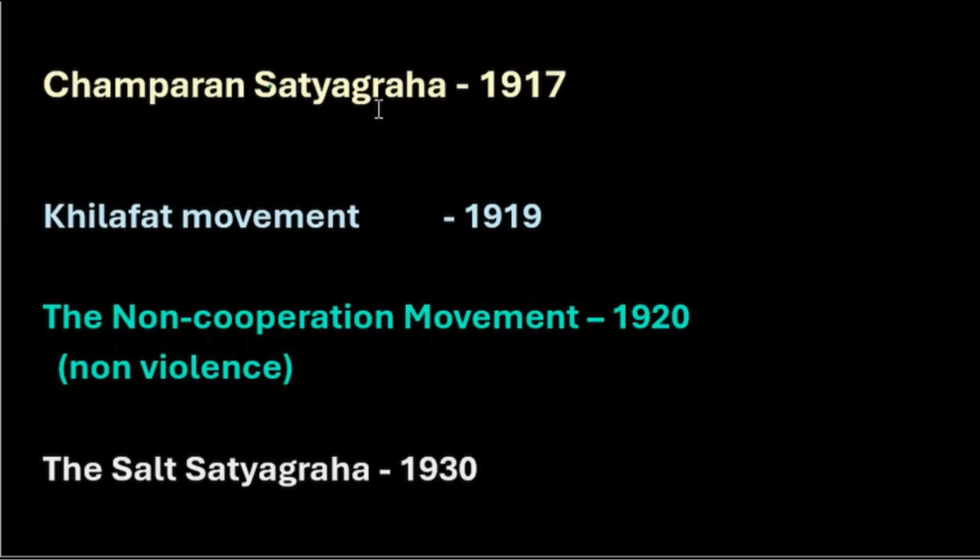Let us see the movements in order. Champaran Satyagraha in the year 1917, that is the first one. Khilafat 1919, that is second. The non-cooperation movement was in 1920, which is also called the non-violence movement, and the Salt Satyagraha was in 1930.